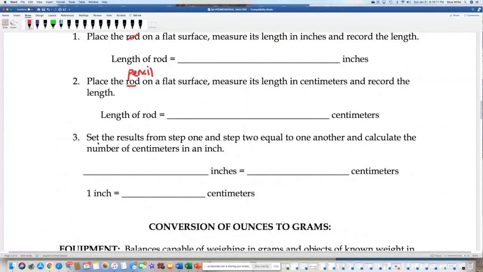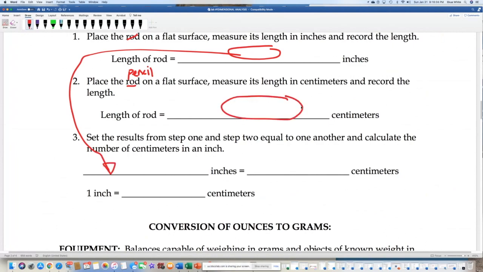And then it says, set the results from step 1 and 2 equal to one another and calculate the number of centimeters in an inch. So whatever number you got here, you write it down here. Whatever number you got here, you write it down here because you see it goes with centimeters. This one here goes with inches. So I'm going to make up some numbers.